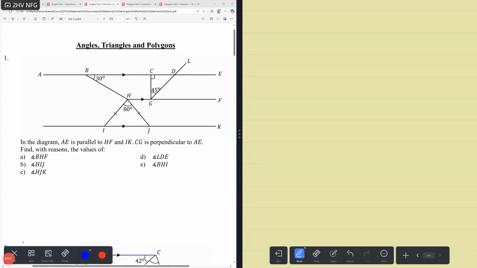In question number 1, we have in the diagram AE is parallel to HF and IK. So the three horizontal lines are parallel. CG is perpendicular to AE. CG and AE are perpendicular, alright? And therefore, find with reasons the values of all these 5 angles.